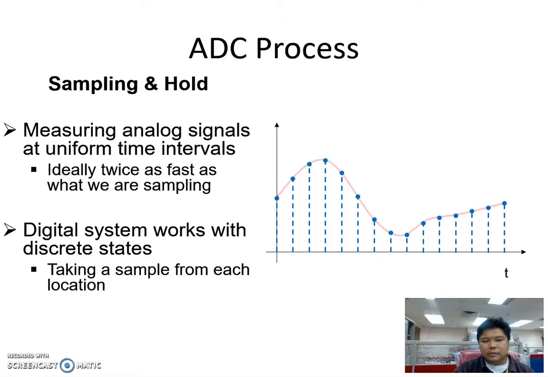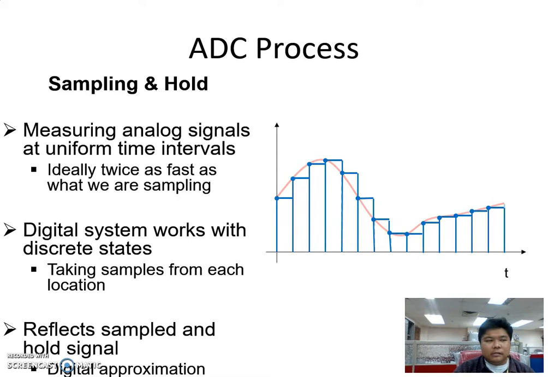Okay, so this is mostly for digital systems. Let's go through it more. Sample and hold: measuring an analog signal at uniform time intervals. Again, uniform means we fix the value of time for sampling. Digital systems work with discrete states, taking a sample for each location, to reflect the sample-and-hold signal as a digital approximation.